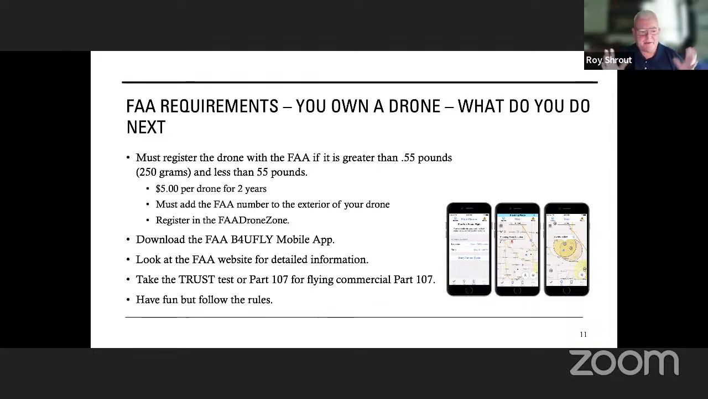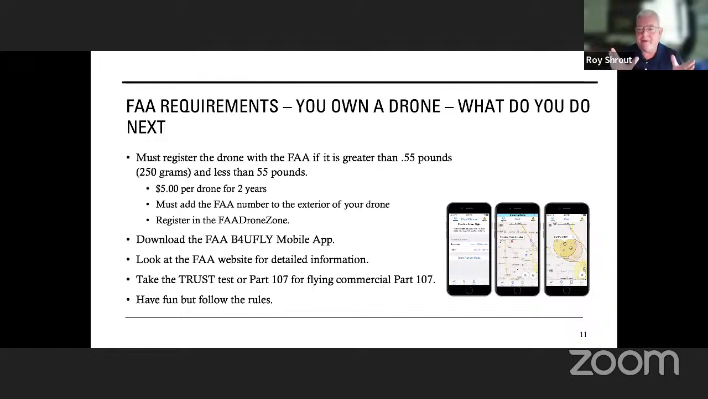FAA Drone Zone is the site you do this. There's an app you can download, and actually Before You Fly has changed. They're a partnership with the FAA, but they've actually got 5 or 6 different apps now that are tied in with this. Look at the FAA website for detailed information. Look at YouTube videos. There's so much information about what and how you can fly a drone.